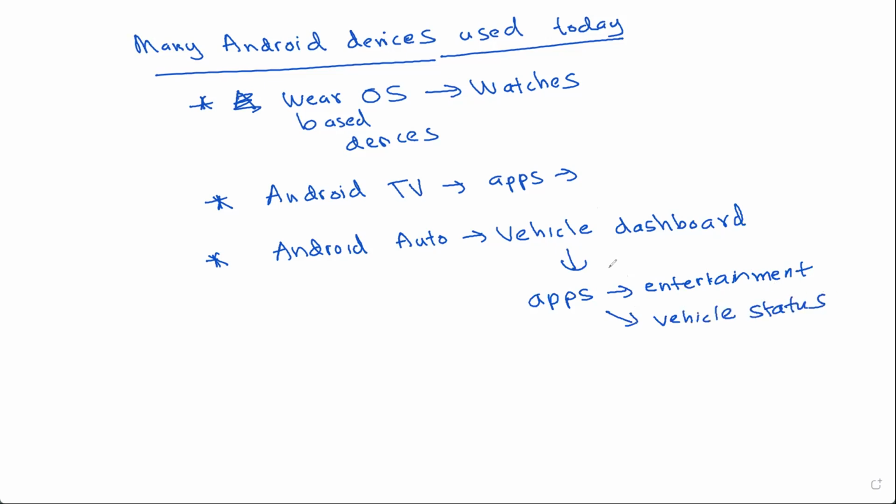So we can get to know the status of the vehicle in terms of features like fuel consumption. We can get to know the fuel consumption, the speed of the vehicle, and so on, and then the location of the vehicle. Those kind of things we can get to know from the apps that are available in the vehicle dashboards, and those apps can be developed using the Android systems.